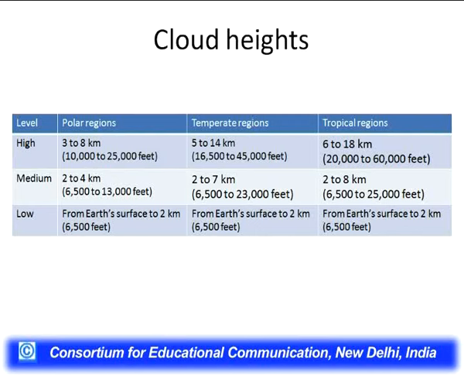6,500 to 20,000 feet, while the low height clouds in the polar region vary from the earth's surface up to 2 kilometers, or up to 6,500 feet. In the temperate region it varies from the earth's surface to 6,500 feet. It is more or less the same in the polar and temperate regions, and also the same in the tropical regions, that is again from the earth's surface up to 2 kilometers or up to 6,500 feet.